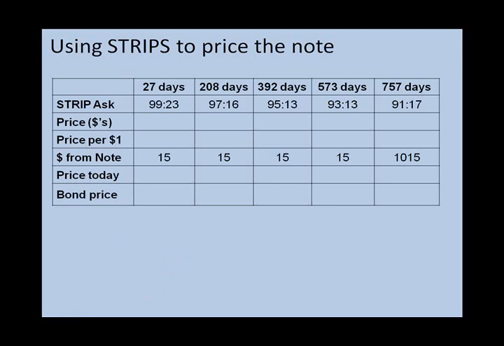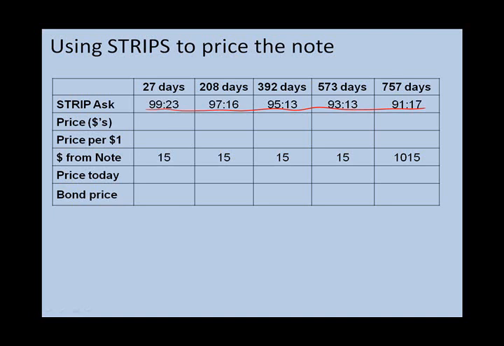Here we have a series of different strips that were all taken from the Wall Street Journal. And we have the price of the strips here, listed in the top row. Remember, we needed 5 zeros at different maturities, and that's what we've got. We've got 5 different maturities. The first step to price the note is to calculate the price in dollars, because here's the quoted price. We need to convert that to dollars.